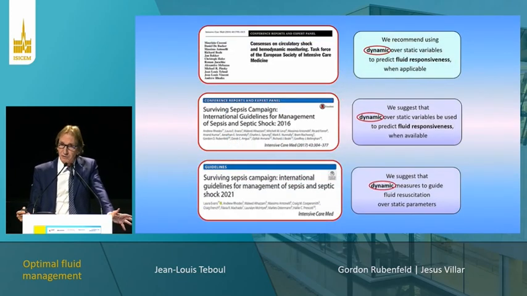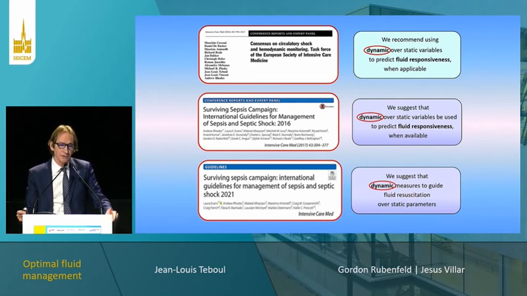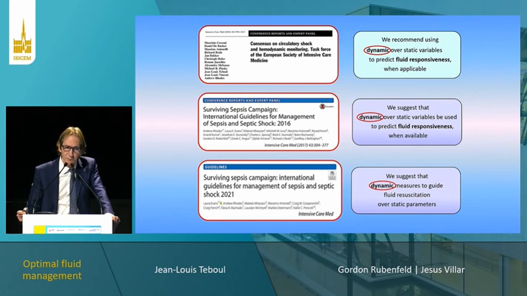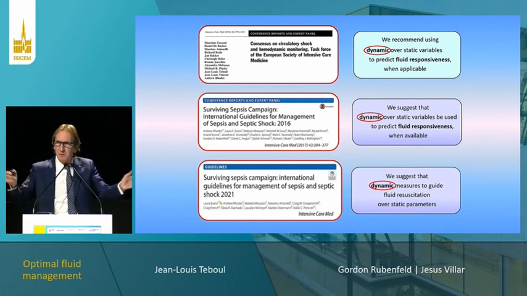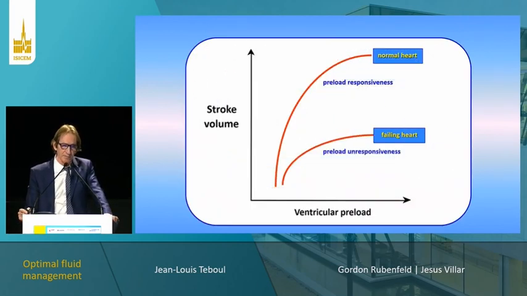In septic shock patients, as you know, we have a lot of recommendations. And one of the recommendations is to use dynamic over static variables to predict fluid responsiveness. So we cannot use CVP, for example, but it is better to use a dynamic variable. What is a dynamic variable?